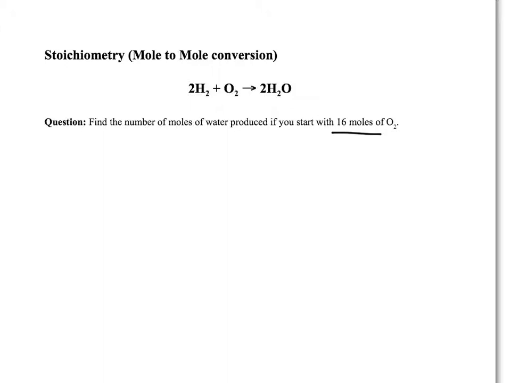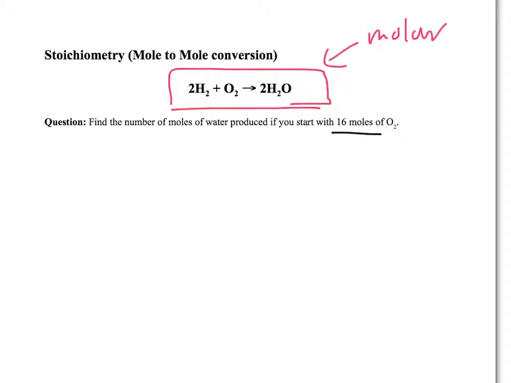Now, when we look at the balanced chemical equation, 2H2 plus O2 produces 2H2O. This is a molar relationship, meaning for every 2 moles of hydrogen, we have 1 mole of oxygen and 2 moles of H2O produced. So we can use that ratio to determine how many moles of water will be produced from 16 moles of oxygen. So from this we know that for every 1 mole of oxygen, we have 2 moles of water produced.